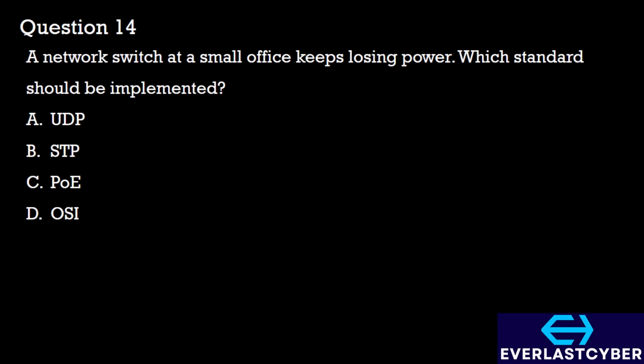Question 14. A network switch at a small office keeps losing power. Which standard should be implemented? A. UDP. B. STP. C. PoE. D. OSI. UDP is just a transport layer protocol used for sending data packets over a network.